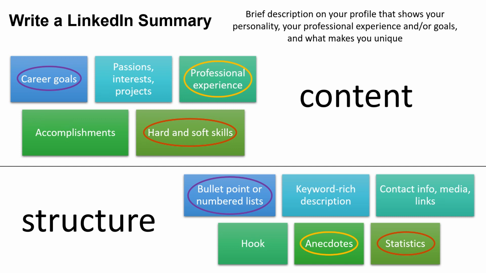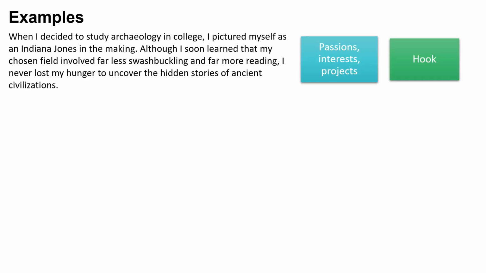So now let's jump into some actual examples of how you can write the LinkedIn summary and match these different elements. The first example combines the content element of passions, interests, and projects with the structural element of a hook. Let's read the example. When I decided to study archaeology in college, I pictured myself as an Indiana Jones in the making. Although I soon learned that my chosen field involved far less swashbuckling and far more reading, I never lost my hunger to uncover the hidden stories of ancient civilizations.